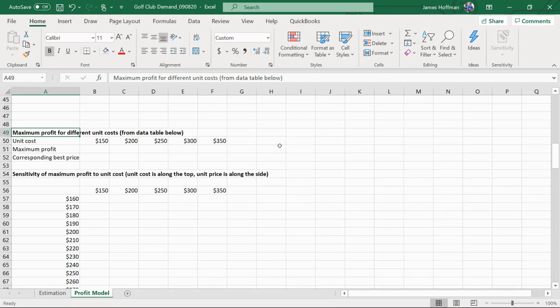And that should put this title or data we're going to get to, and you want that to start in A49, and then we'll go back to the previous one. But make sure that this maximum profit per different unit cost starts at A49, like you see online. Okay, so we got that set up.